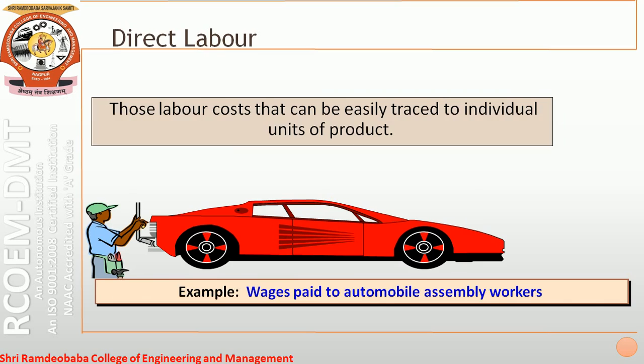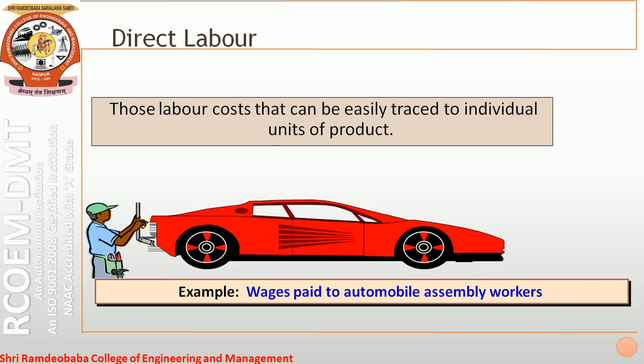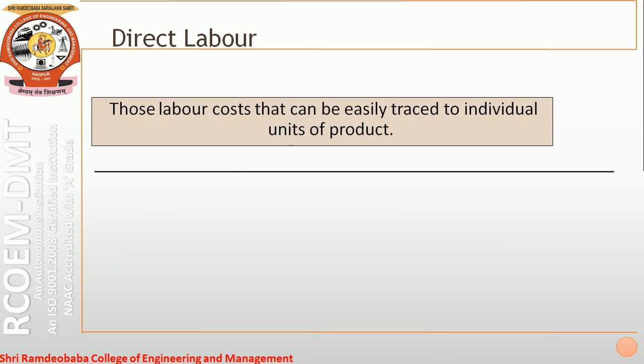What is direct material? Well, direct material is the total amount of material which is required to produce that product, and it can be directly attributable to that product. For example, the tires in an automobile. What is direct labor? Well, those labor costs that can be easily traced to individual units of product is direct labor. Example is wages paid to automobile assembly workers.